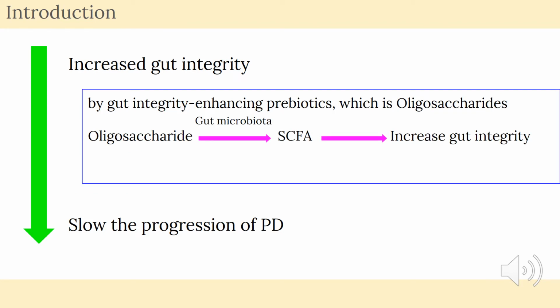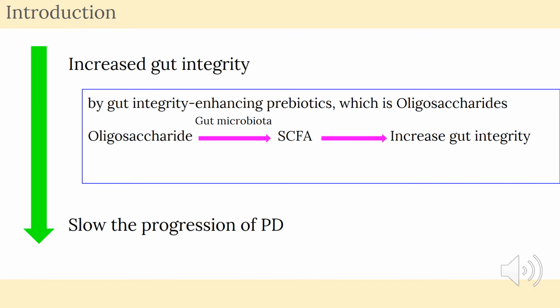But how can we increase the gut integrity? We can increase the gut integrity with gut-integrity-enhancing prebiotics, which are oligosaccharides. This substance can be metabolized by gut microbiota into short-chain fatty acids, which can reverse the pathophysiology as mentioned before. So the gut integrity increases and the progression of Parkinson's disease slows down.